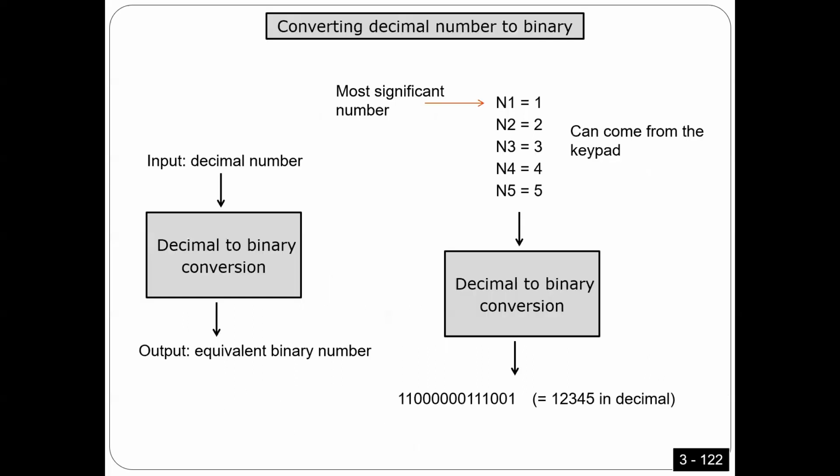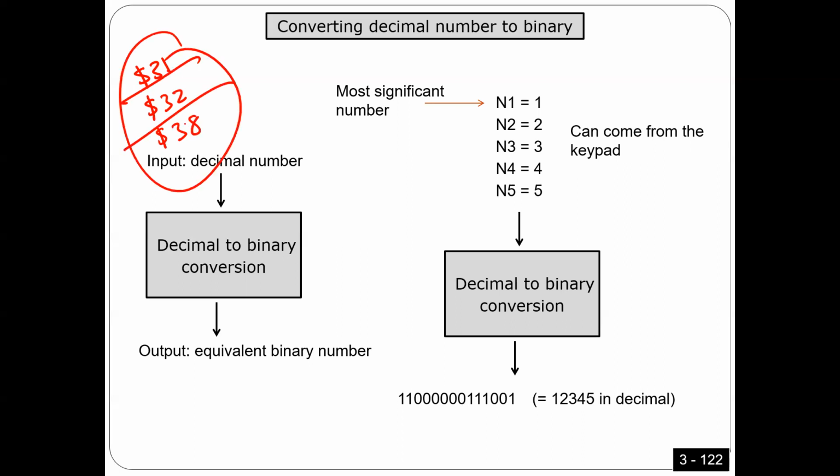Okay. Now I'm gonna do the opposite. You are gonna ask the user, please enter a number. So now you are gonna use the keypad to get a number from the user. For example, I'm gonna enter 31, 32, and then 38. Okay, so that's what I'm gonna get from the user.